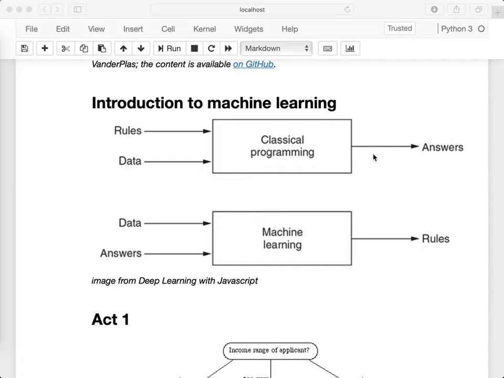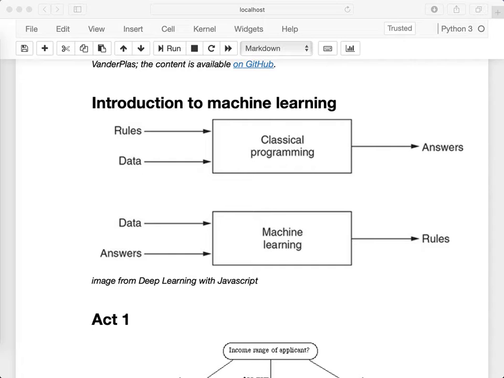The machine learning paradigm is different because we don't have rules, rather we have a large amount of data and answers. And the purpose of the machine learning program is to uncover the rules that map data to answers so that we can use it for future data that we don't have answers to yet.